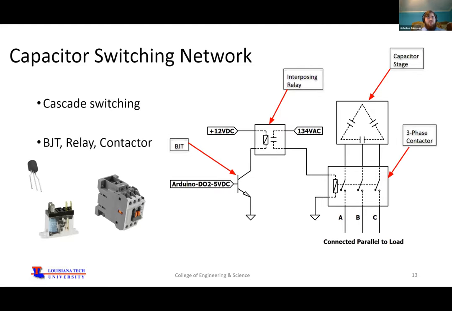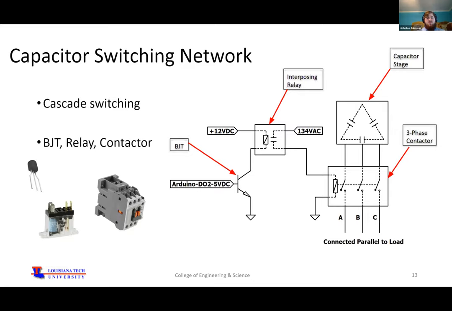In order for the Arduino microcontroller to be able to switch capacitors into or out of the system, we designed a cascading switching network that consists of a BJT, a relay, and a contactor. The BJT is connected to the Arduino digital output that outputs a max of 20 milliamps and controls the 12 volt supply from our battery packs to the coil of the relay.